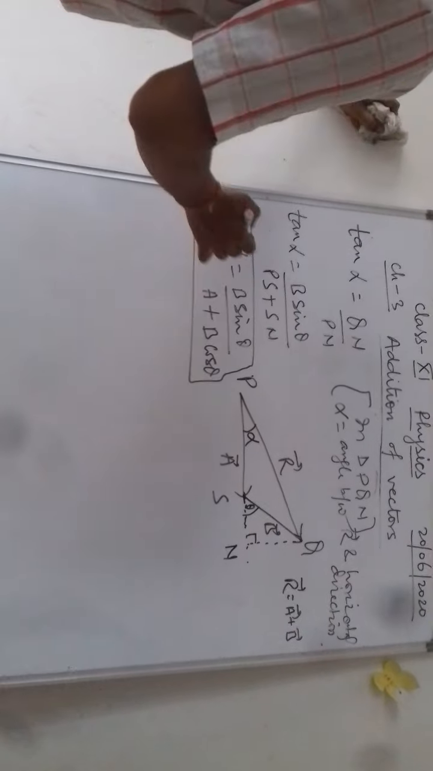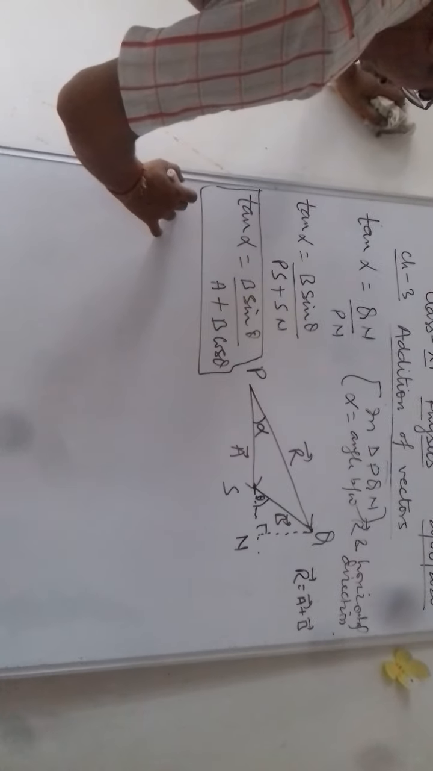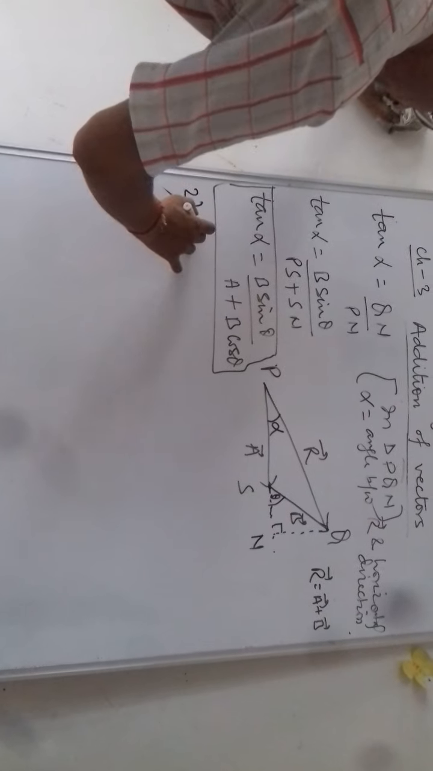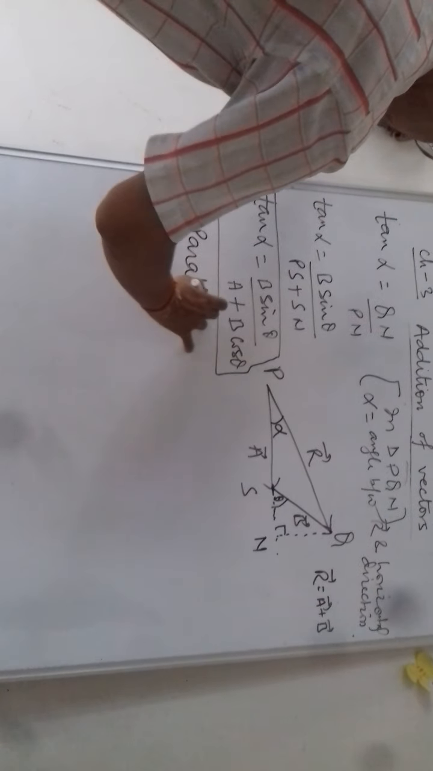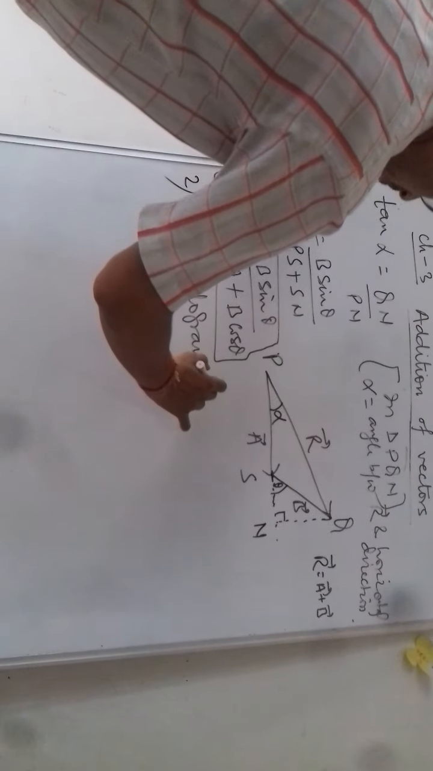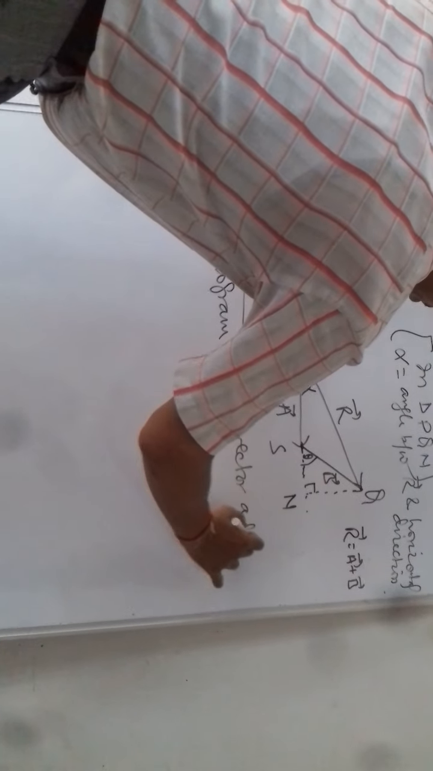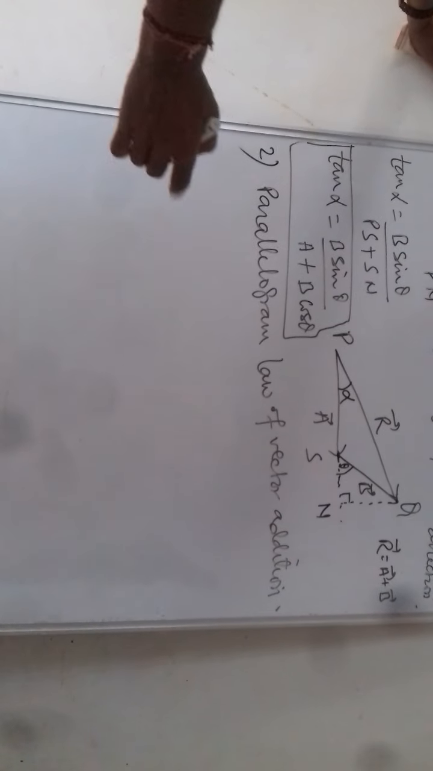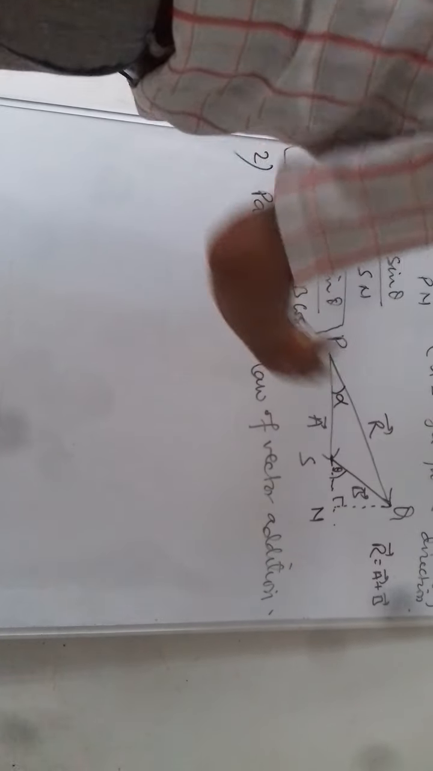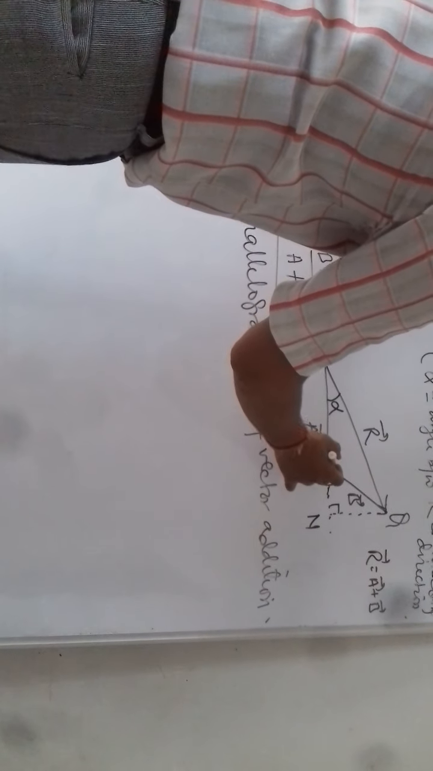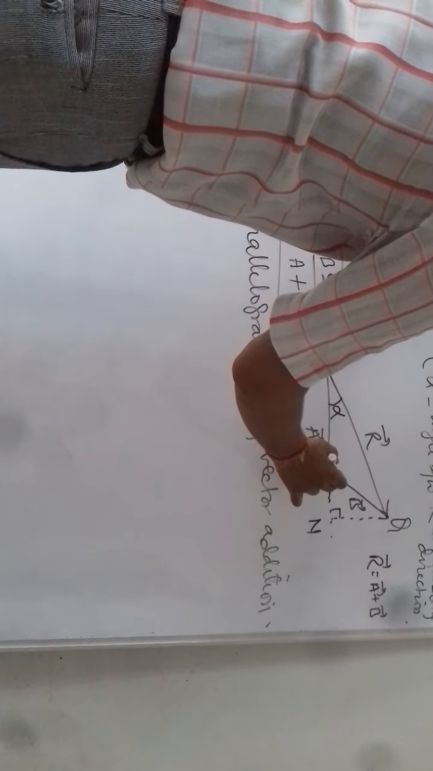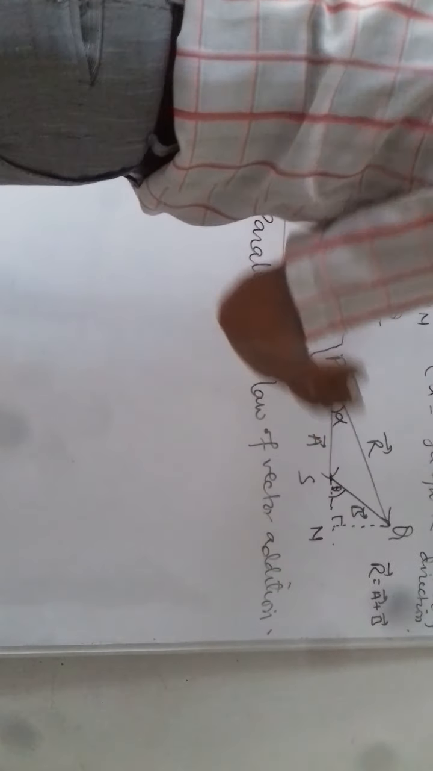Next we have to observe the second law, the parallelogram law of vector addition. It is also connected with some rule. In the triangle law, the head and tail are connected: the head of one vector is connected with the tail of another vector.